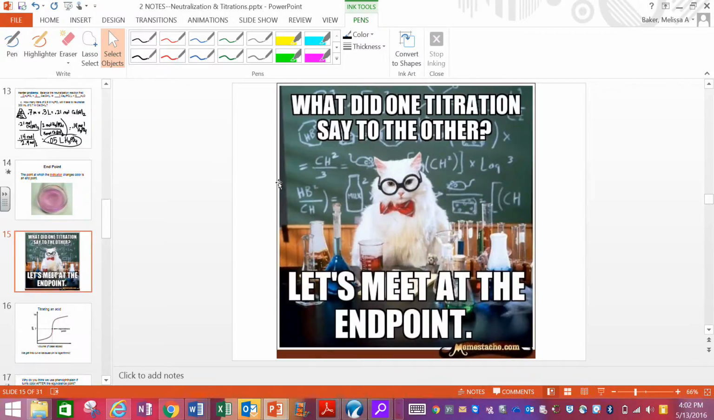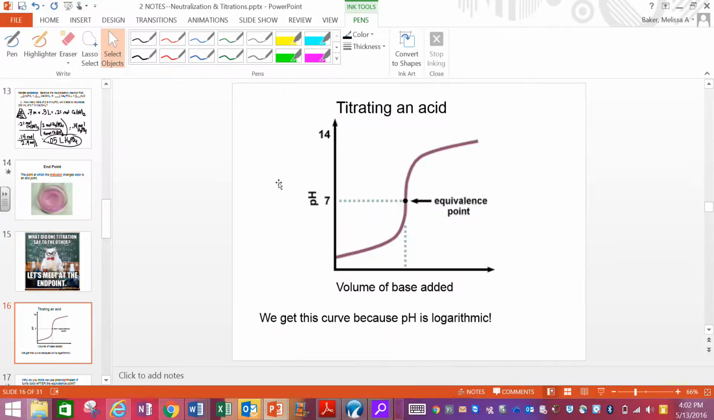What did one titration say to the other? Let's meet at the end point. You still get chemistry CAD in these notes too.